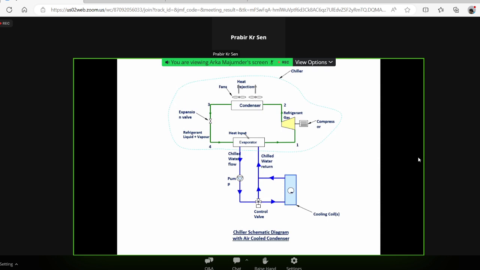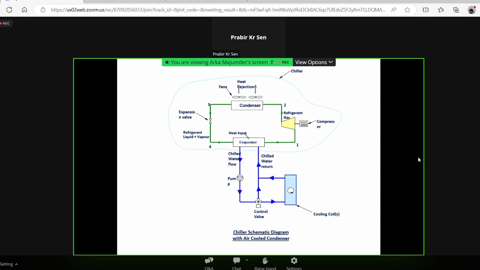And the water coming out from the cooling coil gets a little warmer, because it has cooled the return air. In turn, it has become a little warm. So we take that warmer chilled water back to the evaporator, recool it, and supply it back to the cooling coil again. This is done by a pump which is called the chilled water pump.